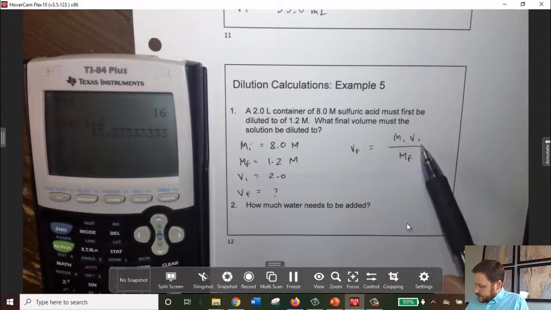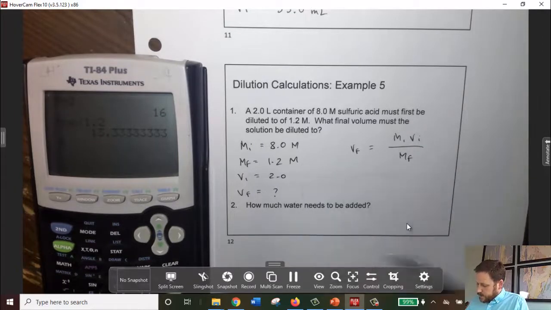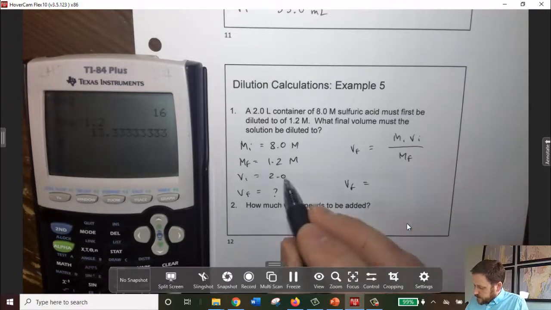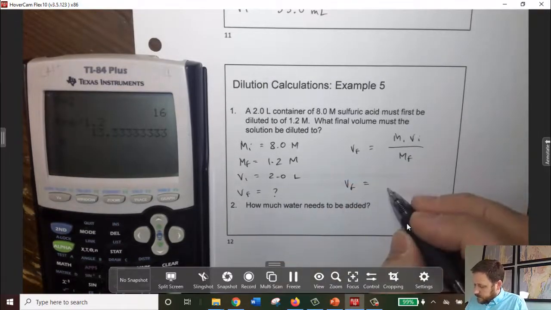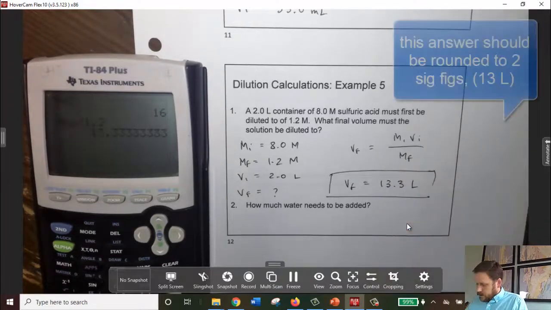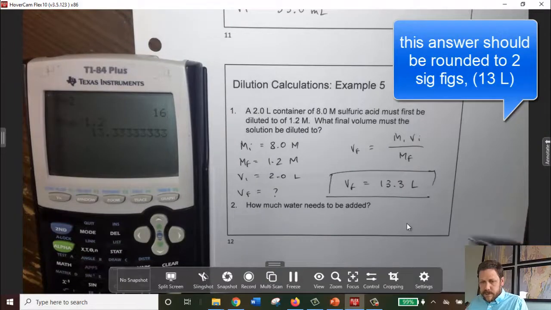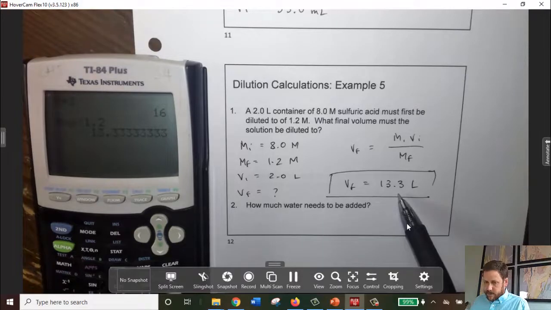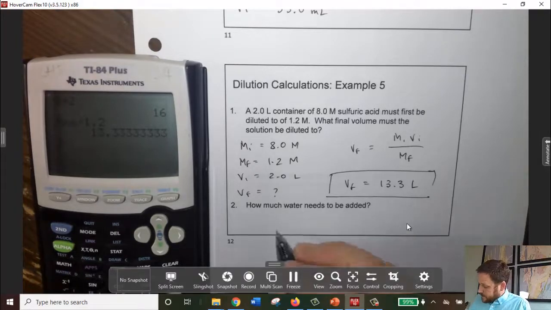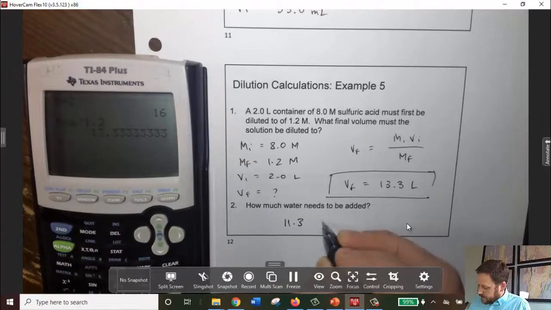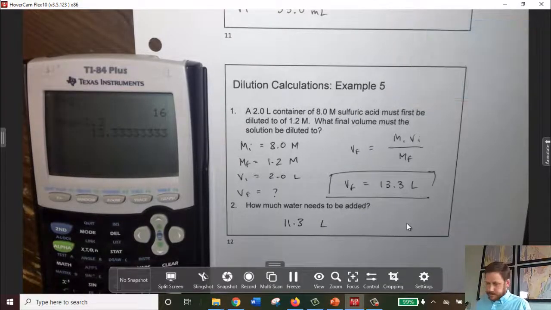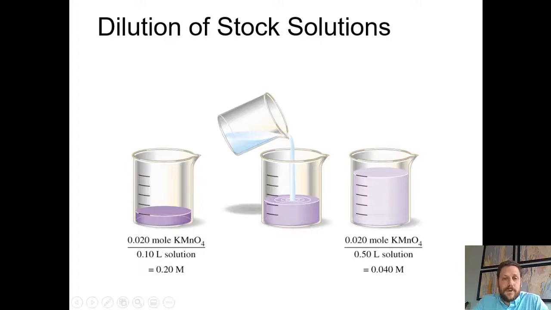8 multiplied by 2 is 16, divided by 1.2, I get a final volume of 13.33. Notice since my initial volume was in liters, my final volume also will be in liters. The next question asks how much water needs to be added. Of course, if we started with a 2-liter container and we have a final volume of 13.3, then that means 11.3 liters must be added, since 13.3 minus 2 gives me how much water needs to be added to get to that final volume. So that wraps up our introduction to diluting solutions.